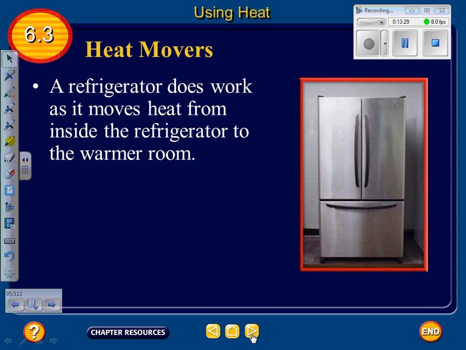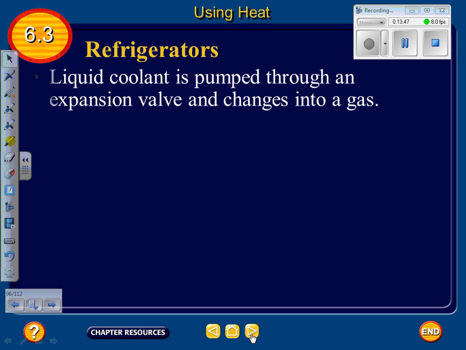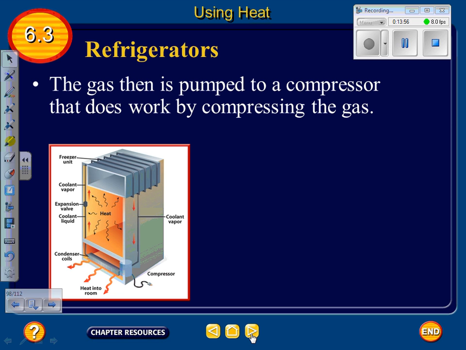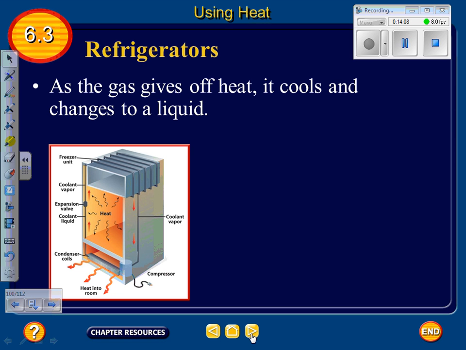And if you've ever stood near a refrigerator on the outside of it, you'll feel that either on the back or wherever there's a fan, it's actually warm on the outside. A refrigerator contains a coolant that's pumped through pipes on the inside and outside of the refrigerator. Liquid coolant is pumped through an expansion valve and changes into a gas. The gas then is pumped to a compressor that does work by compressing the gas. Because the gas is warmer than the room, thermal energy flows from the gas to the room. As the gas gives off heat, it cools and changes to a liquid.